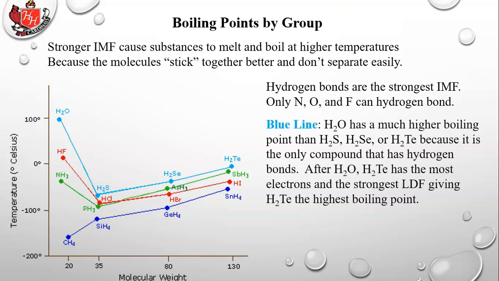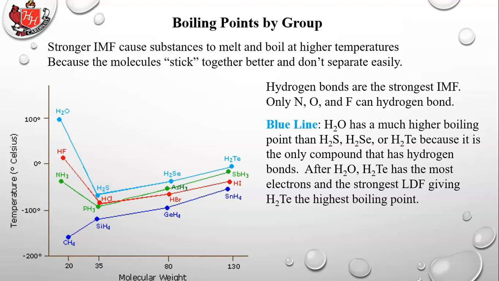So let's look at the light blue line. H2O has a much higher boiling point than H2S, H2Se, or H2Te. Now look at your periodic table and you'll see that O, S, Se, and Te are in the same group or column. So they all form H2 compounds. So these are very comparable compounds. But water has the higher boiling point because it is the only compound of those four that has hydrogen bonds.